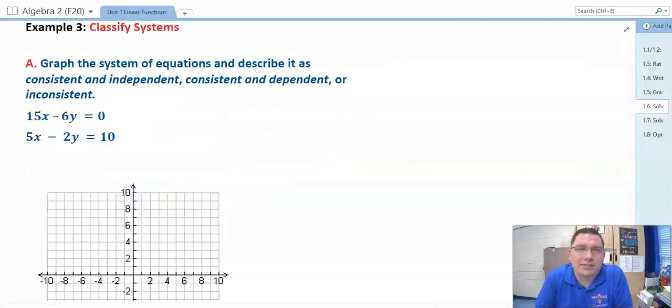So as we look at this last example, we've got a pair of graphs that we're going to look at. We want to graph the system and describe if it's consistent and independent, consistent and dependent, or an inconsistent system based on the terminology we just talked about a second ago. And so when we look at this first equation, we've got 15x minus 6y is equal to 0 and 5x minus 2y is equal to 10. We want to graph those two lines on the coordinate plane and see what we get. So I'm going to draw these two lines and then they'll pop up on screen for you, and if you need help graphing them, come back and look at the first couple examples on how that was done.